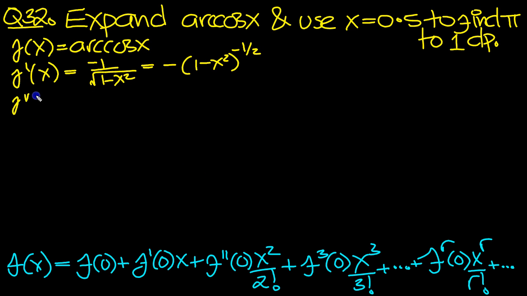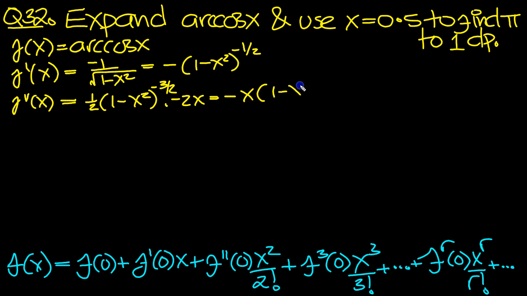f double dash then is equal to, differentiate this function of a function, so the minuses cancel, we get a half, (1 minus x squared) to the 1 less, multiplied by the something differentiated, minus 2x. Tidy that up then, the 2s cancel, we get minus x, (1 minus x squared) to the minus 3 over 2.